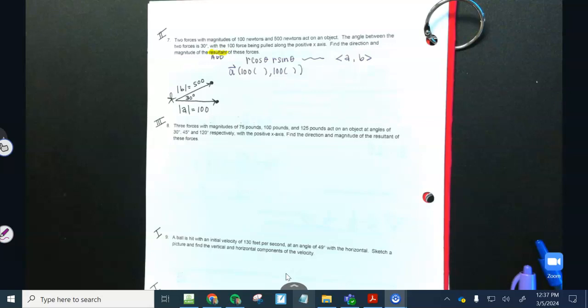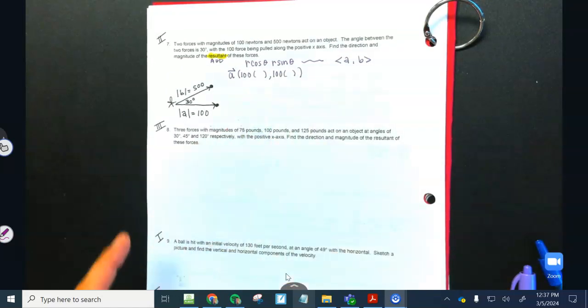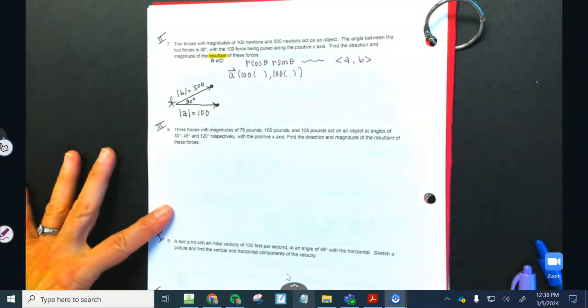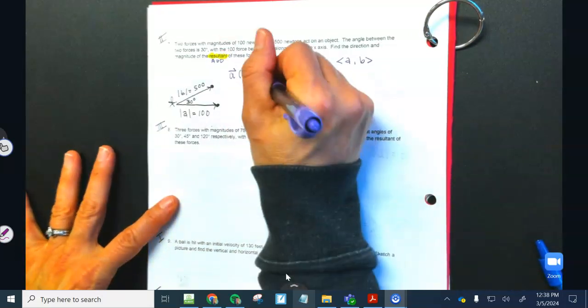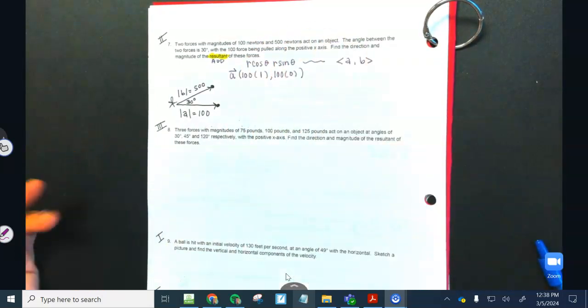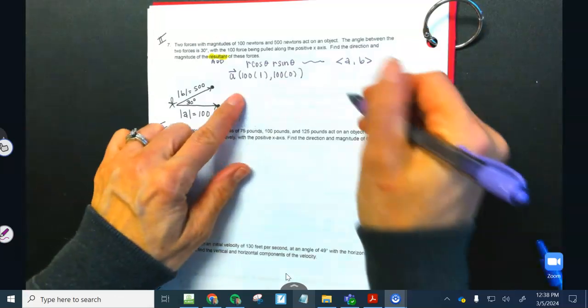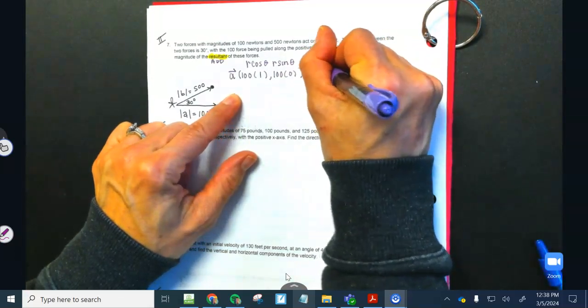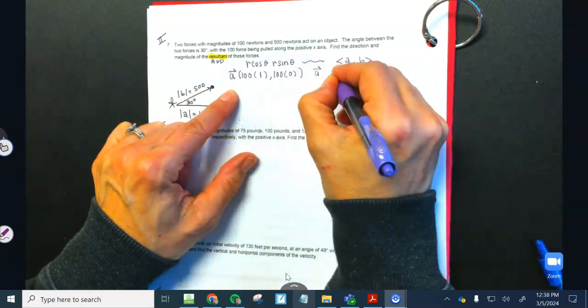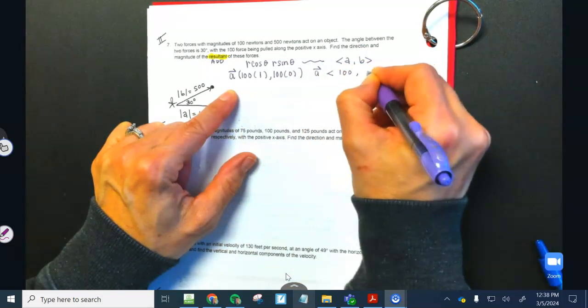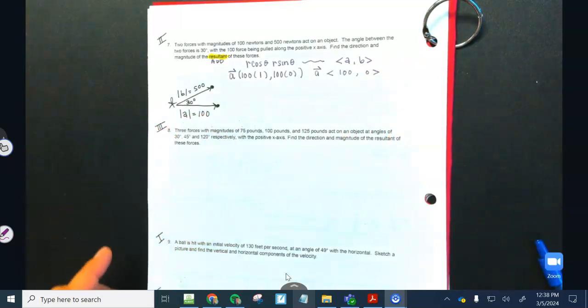All right, so it's being pulled straight flat on the x-axis. If it's flat on the x-axis, how many degrees does it have? 0. Think about the unit circle. What's cosine and sine for 0 degrees? 1, 0. That's right. That's what goes in here. 1, 0. And then when we multiply that out, we're going to turn it into pointy form, component form. So vector A is going to be 100, 0. All right, now let's work on vector B.